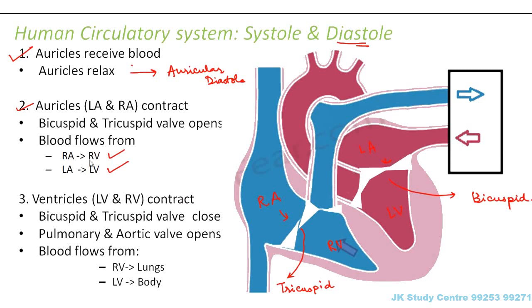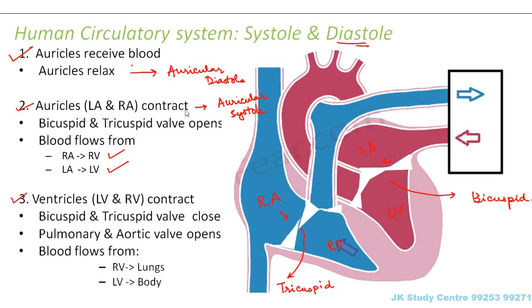So at the end of the second step, what is happening? All the blood is there in the ventricles. All blood is collected in the left ventricle and the right ventricle. Now when the ventricles were receiving blood, the ventricles were also relaxing. So in this stage, when the auricles are contracting, what do we say? We say this is auricular systole. Systole is used for contraction and the word diastole is used for relaxation. So when the auricles contract, that is called auricular systole.